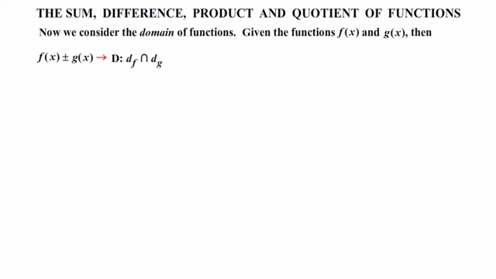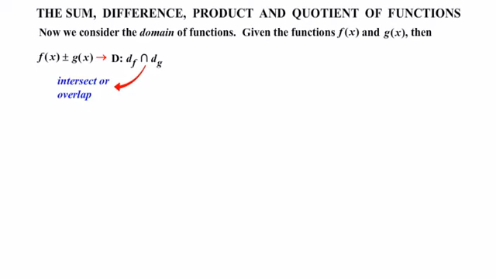Excellent. Well, now we're going to consider the domain of functions. So if we're given the two functions, f(x) and g(x), well, if we want to find the domain of f(x) plus or minus g(x), so the sum and the difference of the two functions, to calculate that domain, we look for this result here, Df, or the domain of f(x), intersecting with Dg, or the domain of g(x). Now you may have noticed that funny n there. I use the word intersects, and that's where those two domains intersect or overlap.